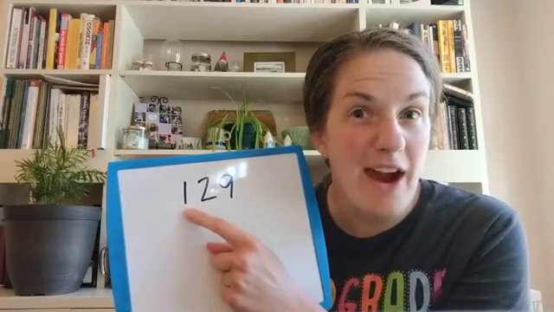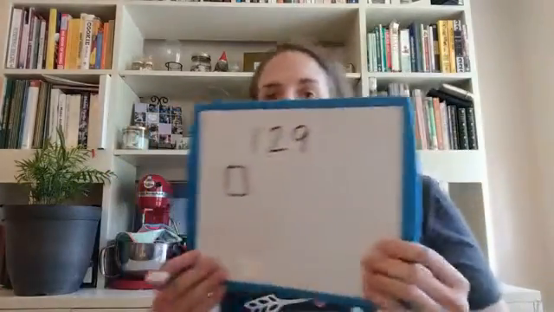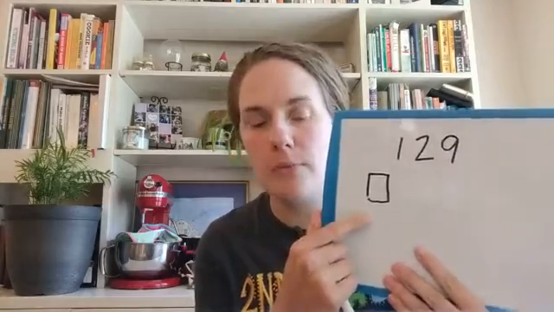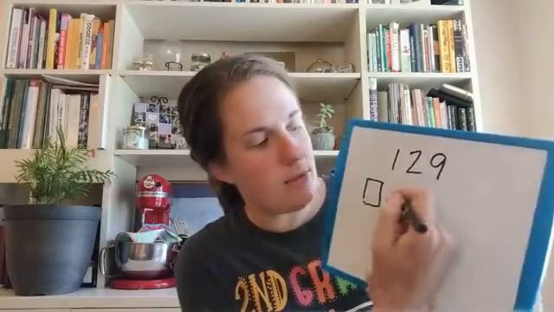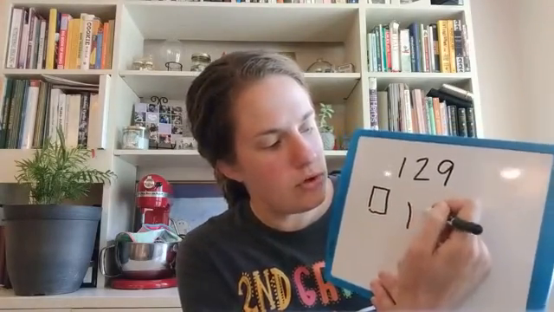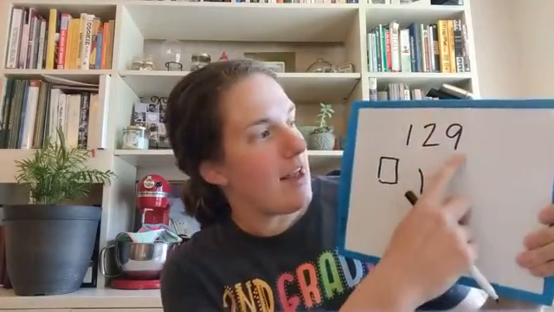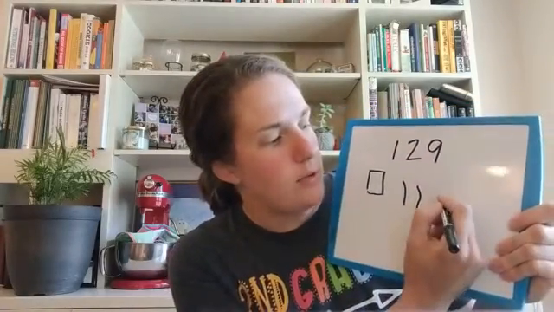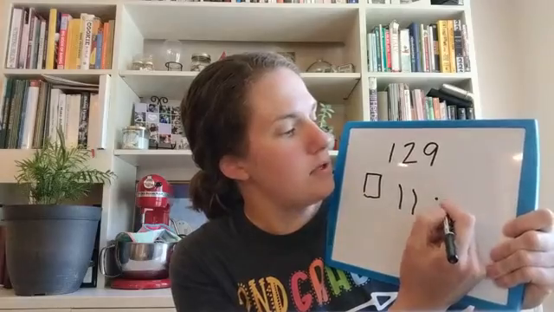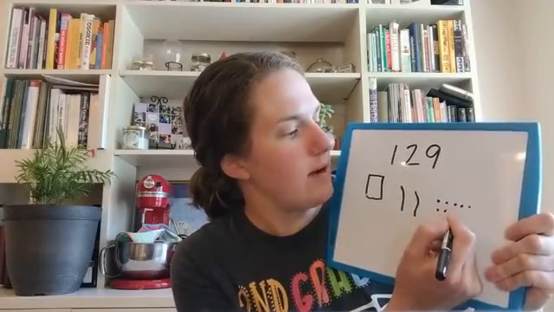Did you say a square? We use a square to represent the hundreds. So we have one group of 100. Now let's look in the tens place. We have a 2 in the tens place. So 2 groups of 10, and we use the line to show that. Now let's look at the ones place. There's a 9 in the ones place. So we're going to draw out 9 dots. 1, 2, 3, 4, 5, 6, 7, 8, 9.